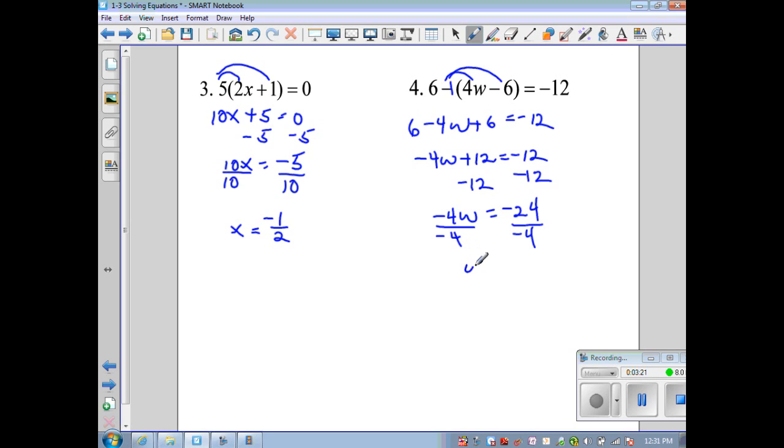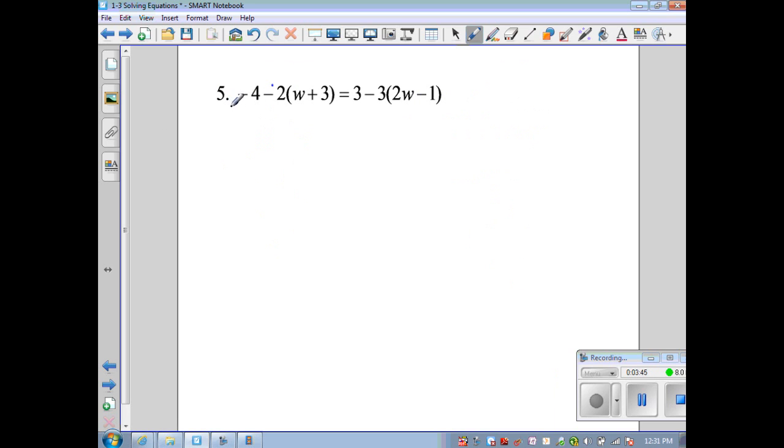And w will equal a positive 6. Example 5. Let's copy the problem, then simplify by the distributive property. A negative 4 distribute by a negative 2 gives me a negative 2w minus 6 equals, bring down the 3, distribute the negative 3. That gives me a negative 6w plus 3.